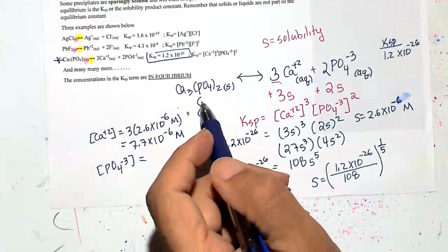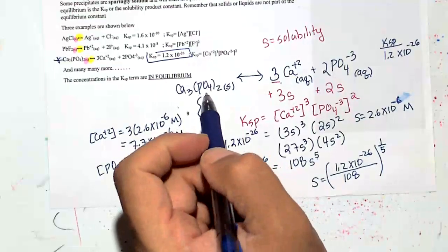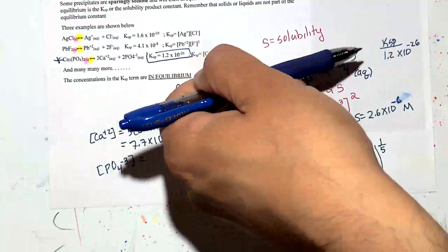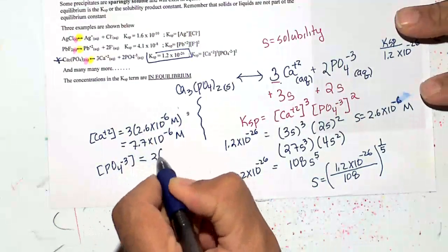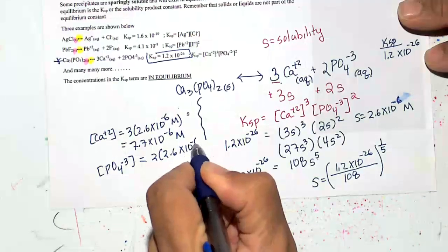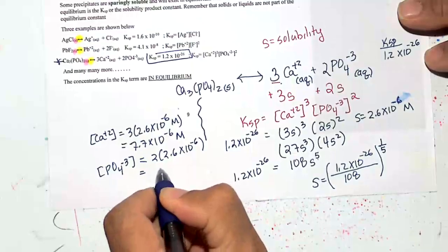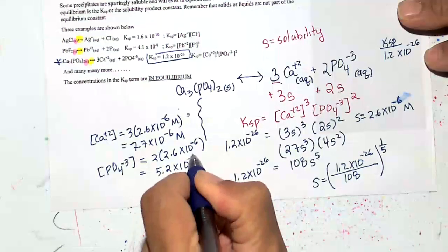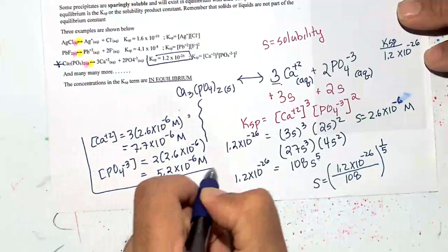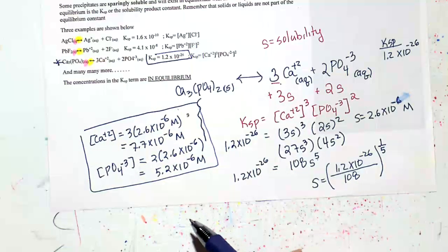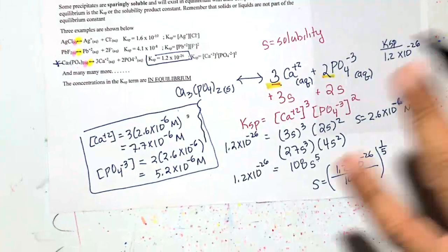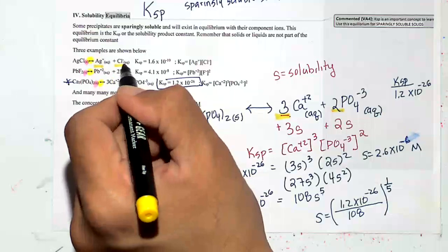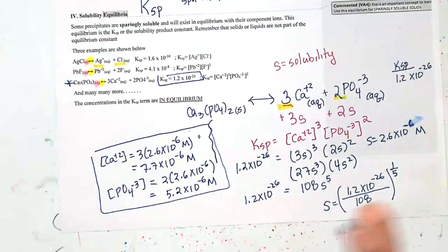And let's say you have some calcium phosphate solid in 1 liter of solution. Some of it will go back this way, dissolving in water as phosphate ion. That's going to be 2 times S, and that is 5.2 times 10 to the minus 6 molar. So this is a little bit more complicated because you have a 3 and a 2. But something like AgCl, which is just 1 to 1, the ion concentration is just equal to S.